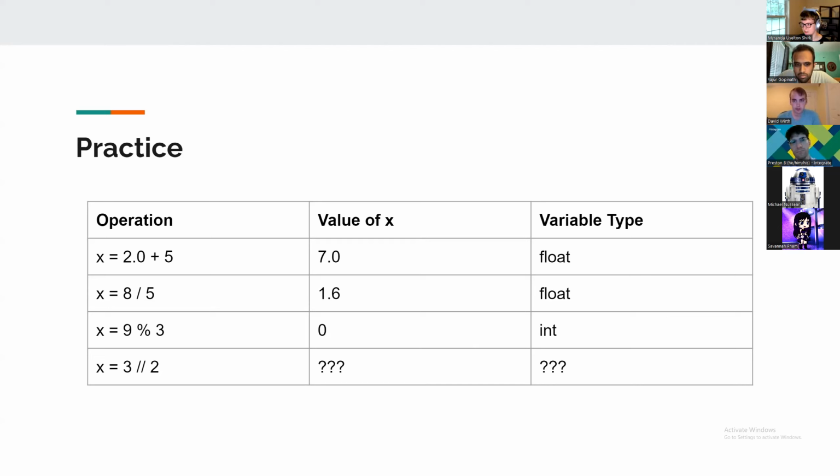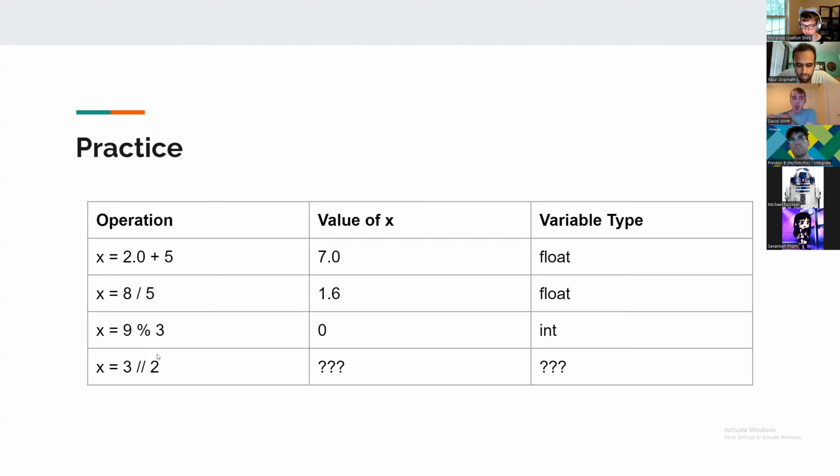All right, we've got some answers coming in. So 3 integer division 2. I have 1, an integer. Yes, so I am seeing some 1.5. So it's really important to remember there's 2 slashes here.